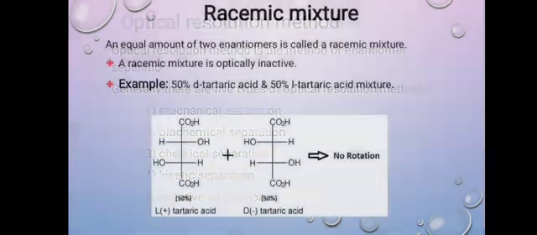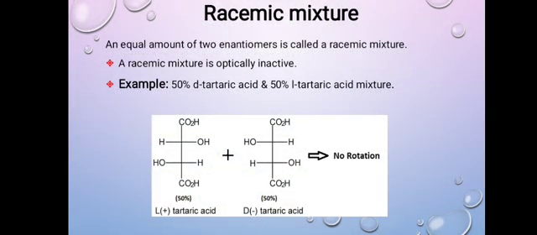Next, racemic mixture. An equal amount of two enantiomers is called a racemic mixture. A racemic mixture is optically inactive. For example, a racemic mixture of tartaric acid is 50% D-tartaric acid and 50% L-tartaric acid, which are mirror images.